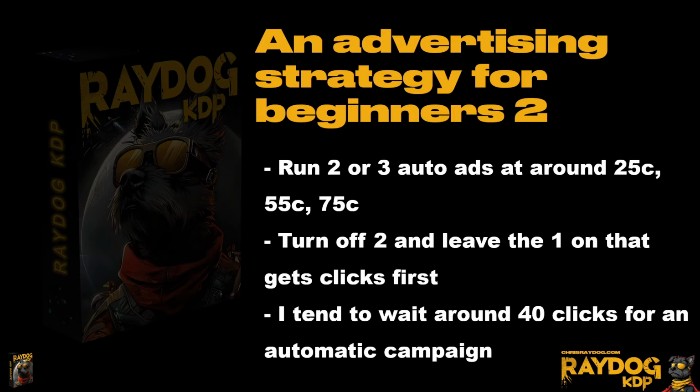Now, if you're doing a manual campaign, which, like I say, I don't recommend to start with, then I want to see around 1 in 8 to 1 in 9 clicks converting, okay? Whereas with the automatic, I like to see in total around 1 in 10, 11, 12 clicks converting, okay? But initially, I will wait for around 40 clicks on the automatic campaigns.